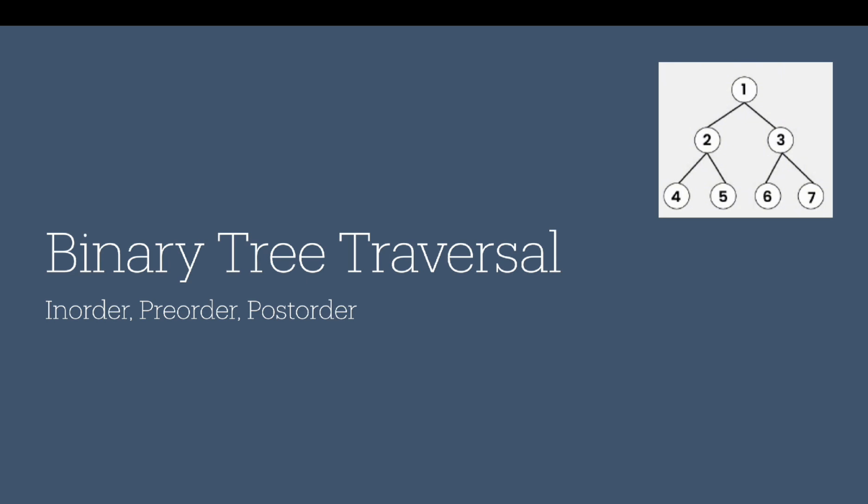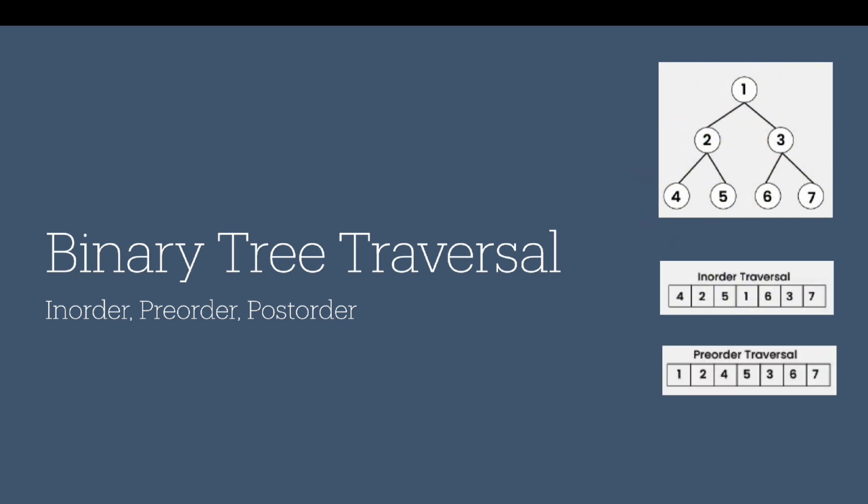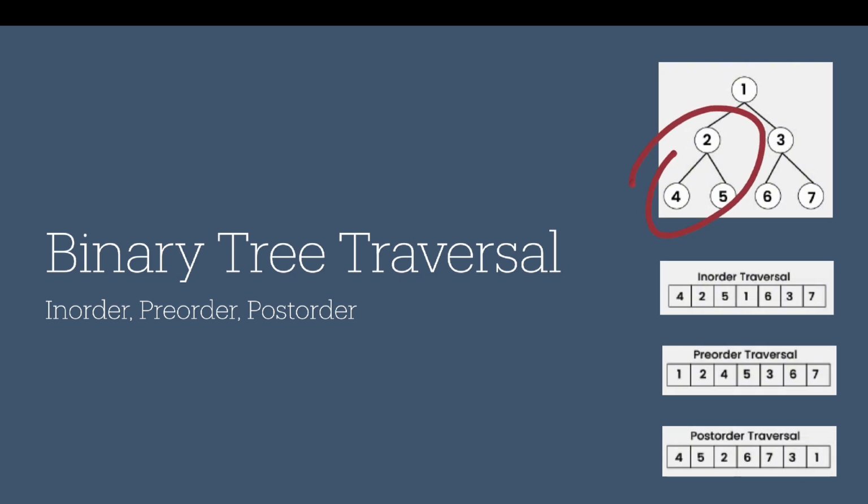Depending on which order you choose, you will have different results. For example, in the Inorder traversal, first you iterate through the left subtree, then the root, and then the right subtree. In the Preorder traversal, you take the root, then you go to the left subtree, and then the right subtree. In the Postorder traversal, first you iterate through the left subtree, then you go to the right subtree, and only then you append the root.